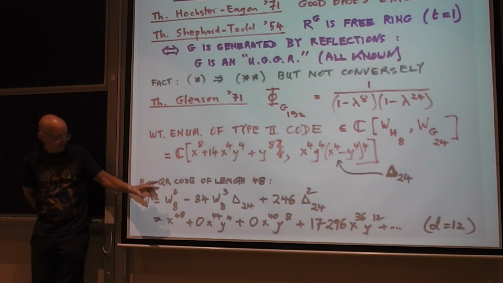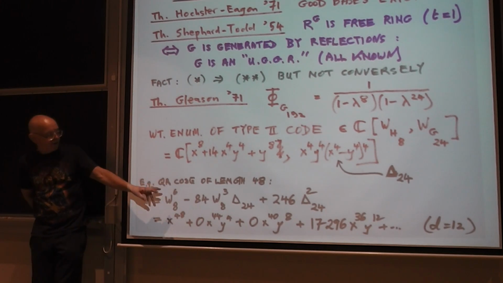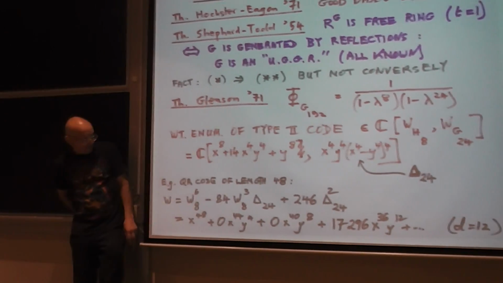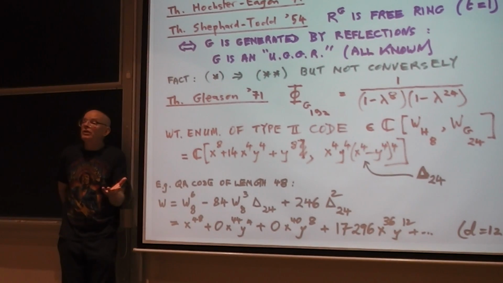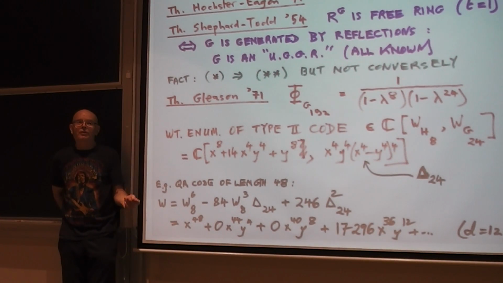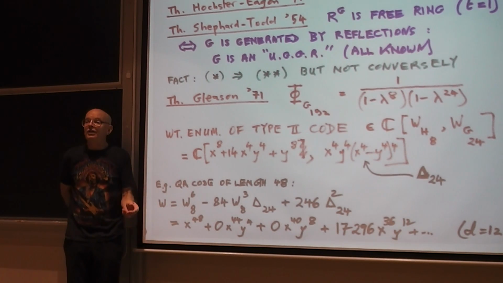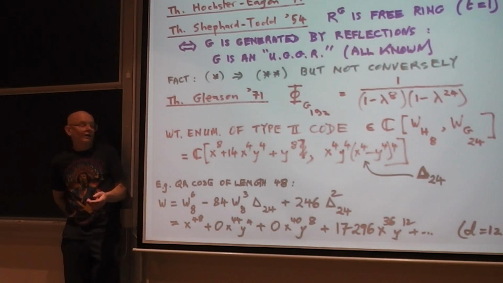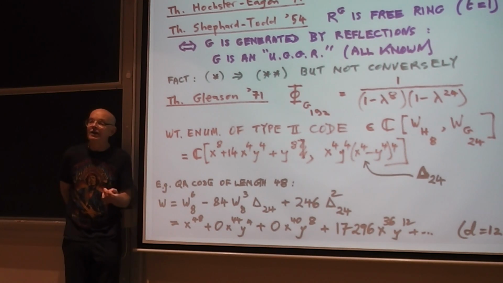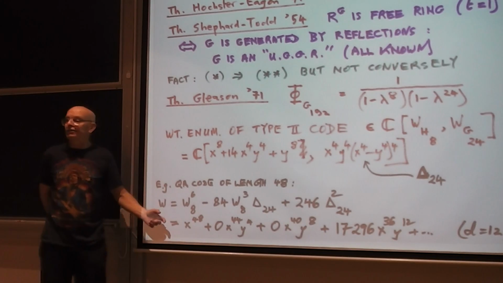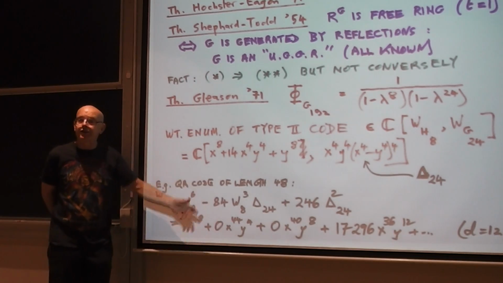Suppose we consider the quadratic residue code of length 48. So now we'd work with the prime 47 instead of 23. We know how to construct the code. The code turns out to be very good. It's a type 2 code. It's got weights divisible by 4, and it has minimum distance 12. Suppose we want to know what its weight enumerator is. Well, we can use Gleason's theorem.